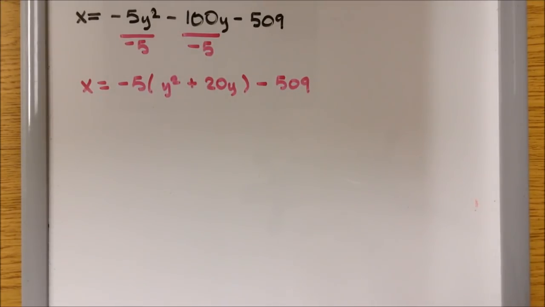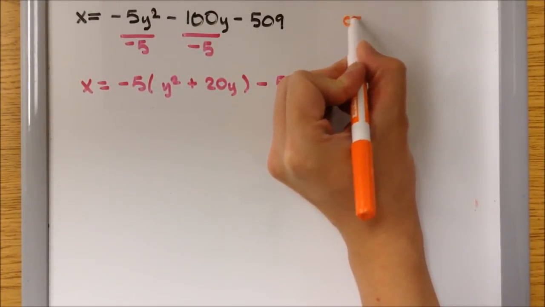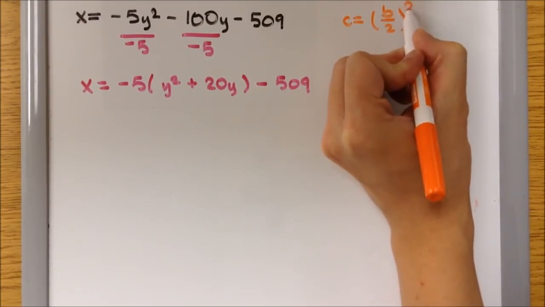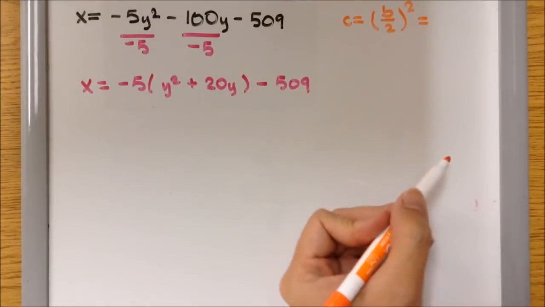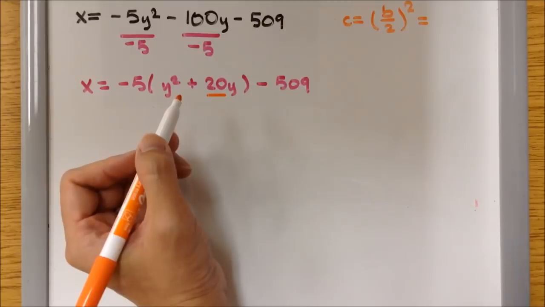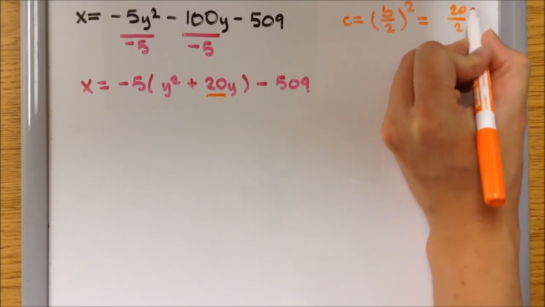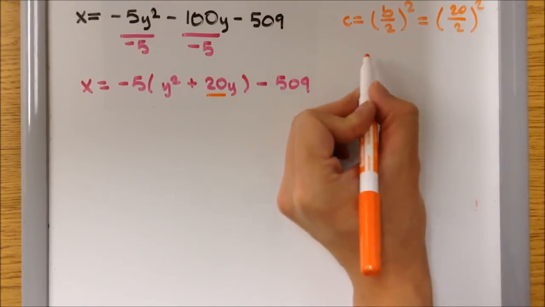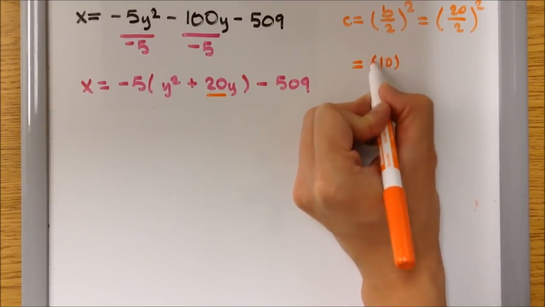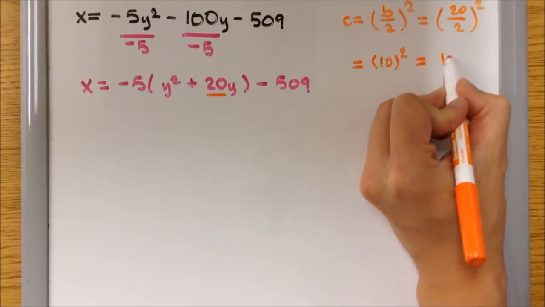Now I'm going to find the c value. I'm going to write right here. C is equal to b divided by 2, squared. So in this case, our b value is positive 20. So 20 over 2, and the whole thing is squared. So what I'm going to do is simplify the inside. 20 divided by 2, that's 10. Don't forget the square. And then 10 squared, 10 times 10 is 100.